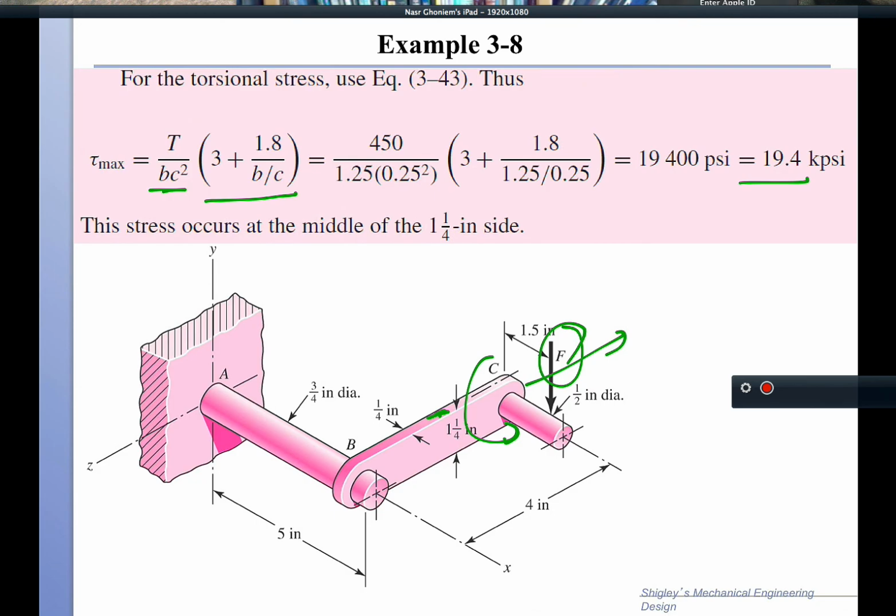The stress occurs at the middle of the 1 1/4 section. So if we look at this, the maximum shear stress due to torsion is going to be right in the middle in here. If I have an element here, this element is going to be twisted because of the torque, and there's going to be a shear in this element, and the maximum shear is 19.4 kpsi.